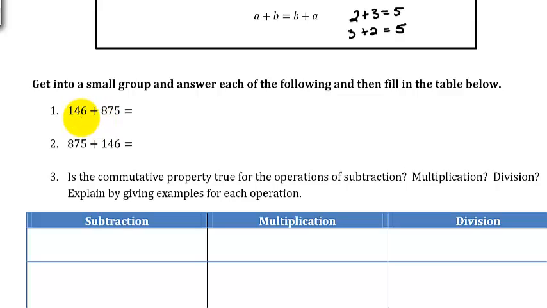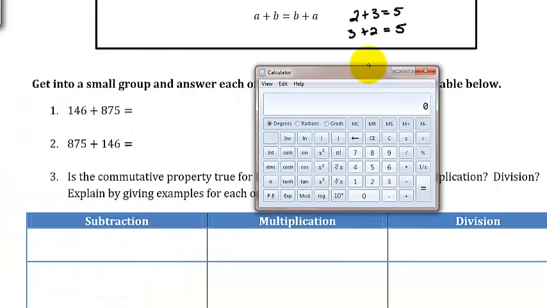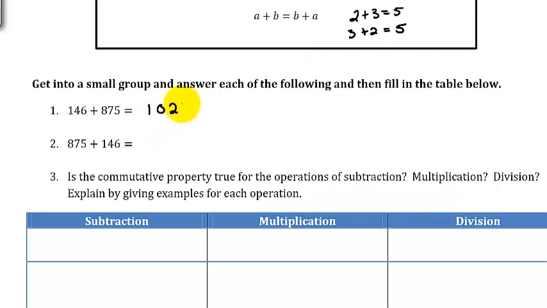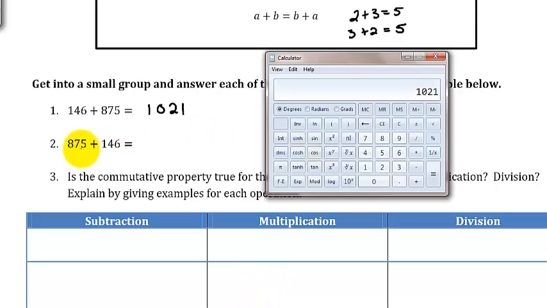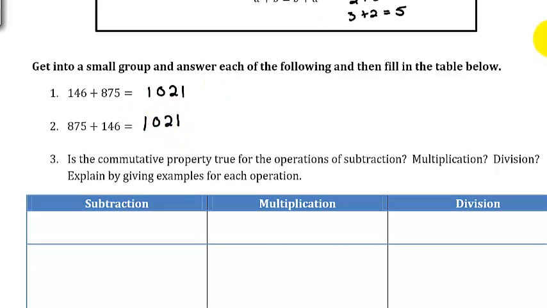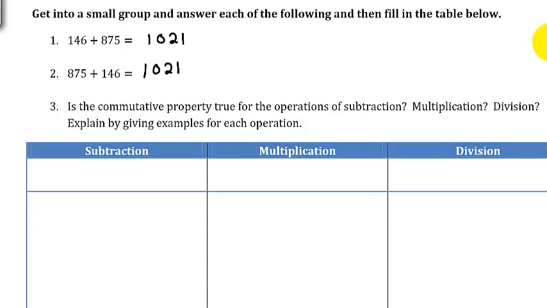Okay, so now we're going to add 146 and 875 together, and I'm just going to pull up my calculator. And when I add 146 plus 875, I get 1021. And this time I'm going to add the other way. I'm going to add 875 plus 146. And when I do that, I still get 1021. So this is just showing that the commutative property for addition is true.